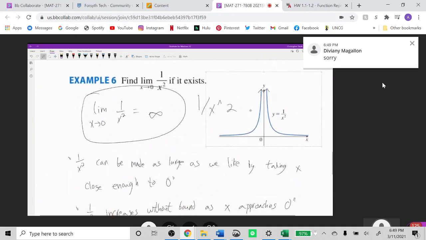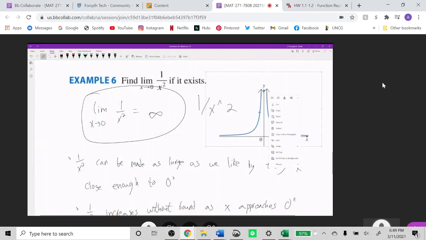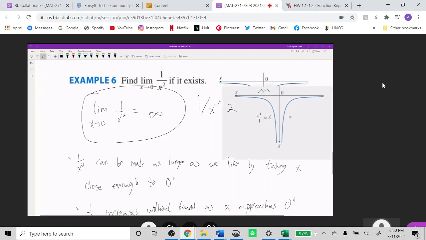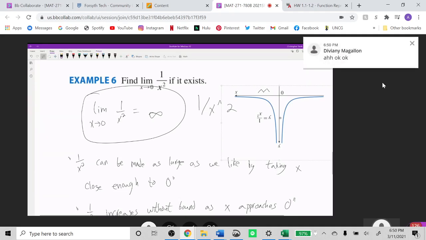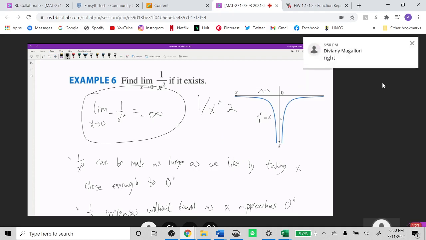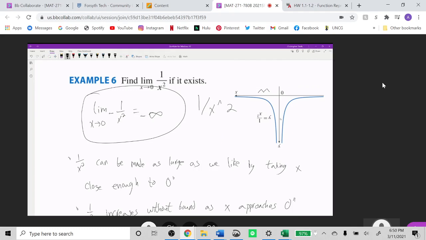It's just saying that if a function can look like this, then we could also have something that looks like this, essentially is what it's saying. And in this case, this would essentially be the graph of negative 1 over x squared, and the limit as x approaches 0 for this is going to be negative infinity, is what it's saying. Does that make sense?